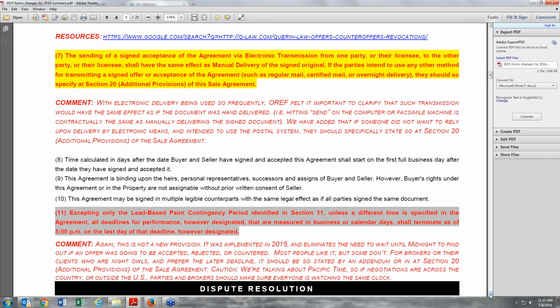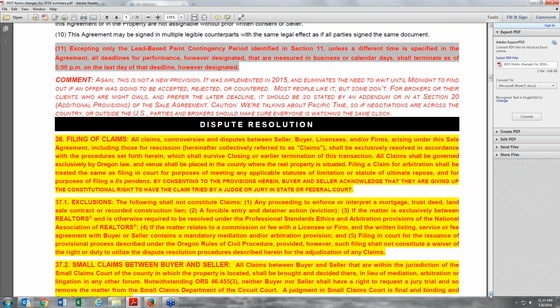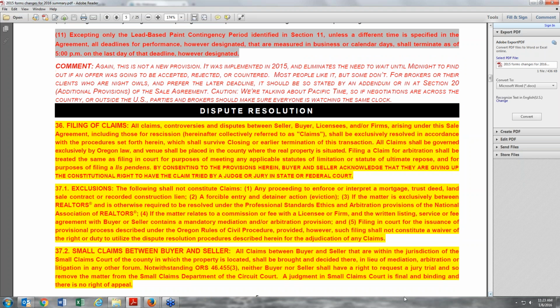In Section 11, this is new, and it says, accepting only the lead-based paint contingency period identified in Section 11, with that exception, unless a different time is specified in the agreement, all deadlines for performance, however designated, that are measured in business or calendar days shall terminate as of 5 p.m. on the last day of the deadline, however designated.